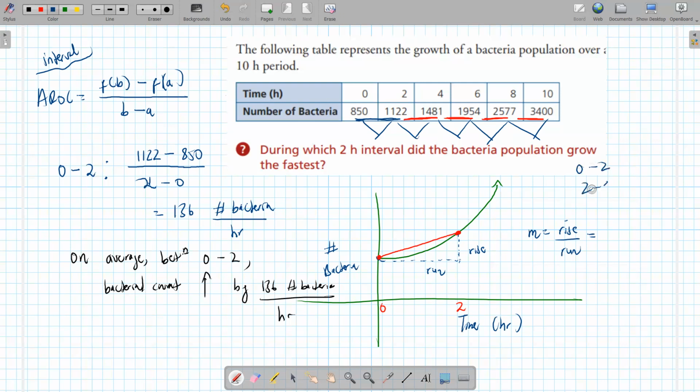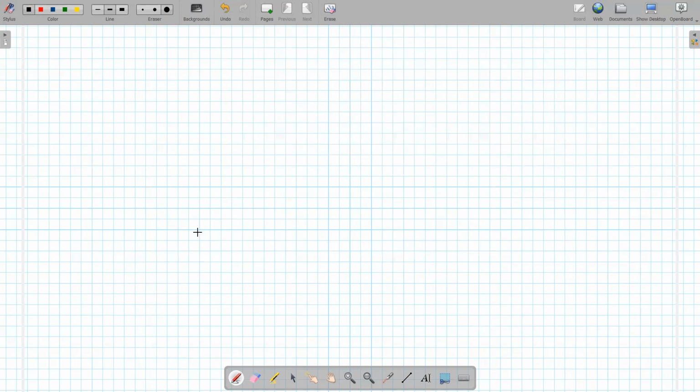0 to 2, 2 to 4, you have what, 5 options? 8 to 10. It's going to be when the y value difference is the highest, which is going to be between 8 and 10. Okay? So what that means is if you were to draw the secant lines, you're going to start off like this, and it's going to become more and more vertical. The more vertical the line is, the greater the slope.